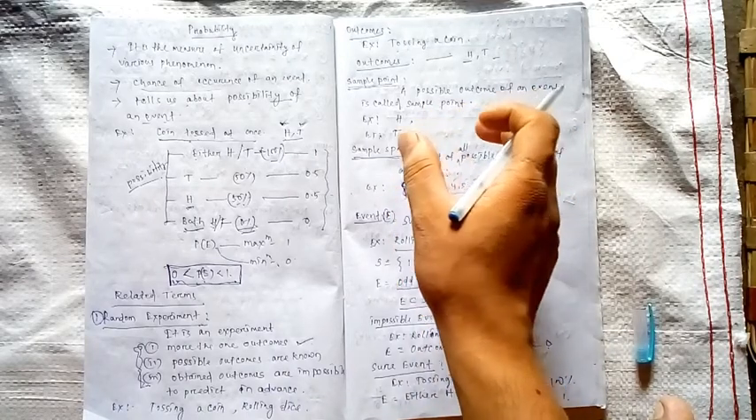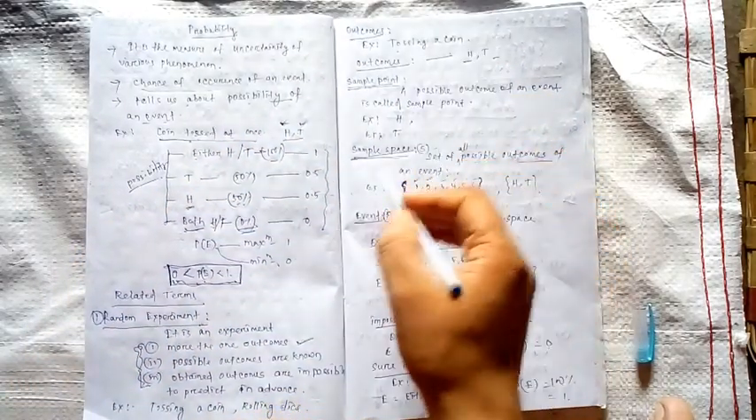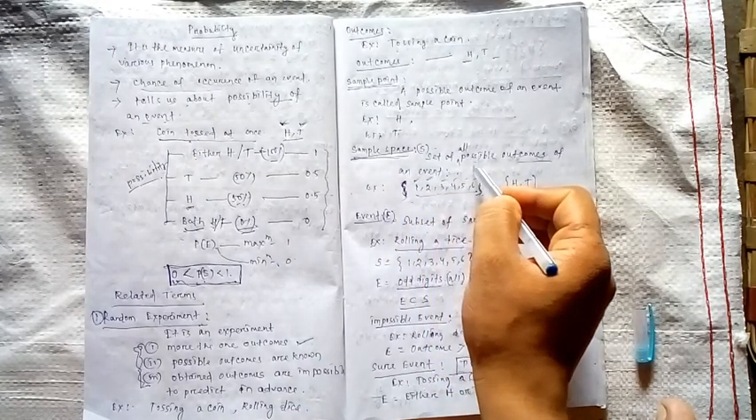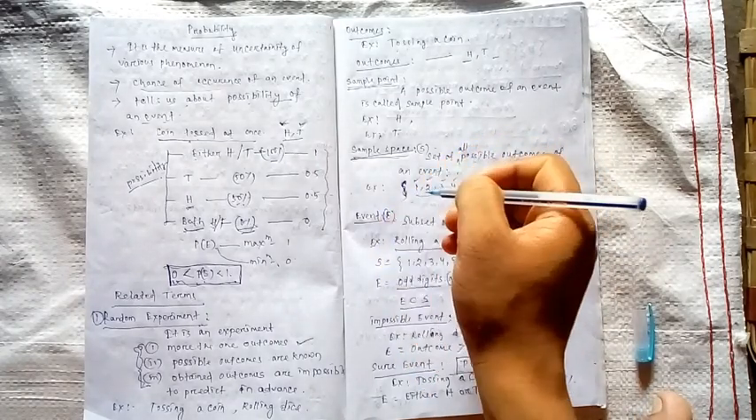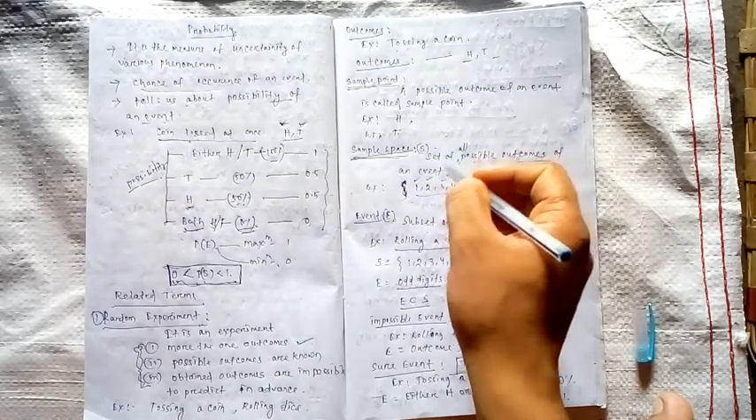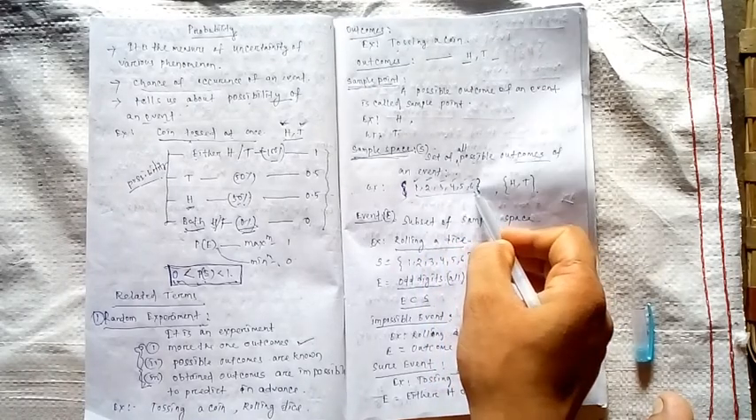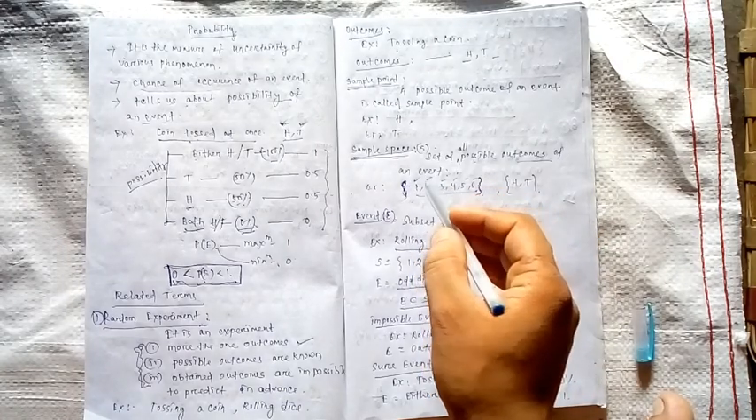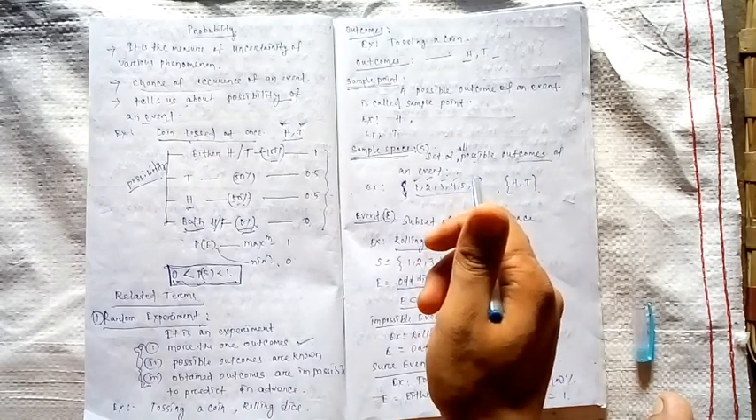All those sample points collected form the sample space. That means sample space is nothing but a set of all possible outcomes of an event. For example, rolling a dice. When we roll a dice, the possible outcomes are 1, 2, 3, 4, 5 and 6, which is a set of sample space. Every element of sample space is called sample point. Is it clear?